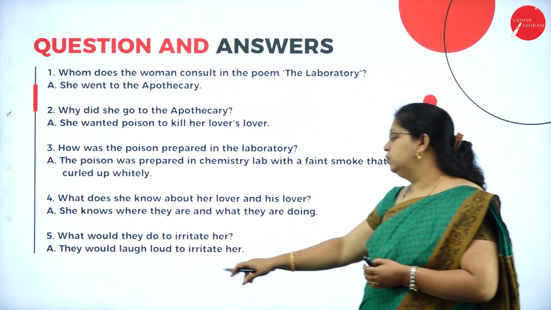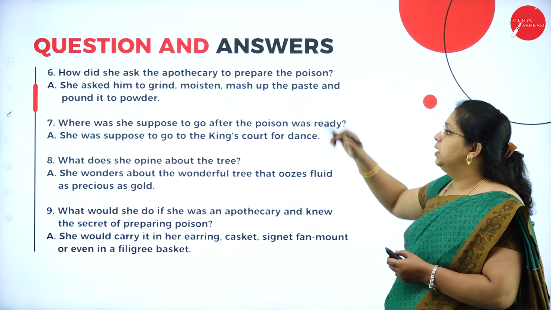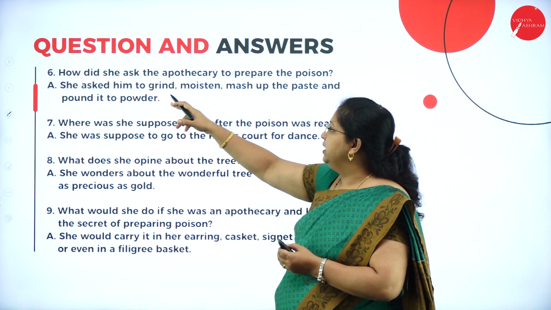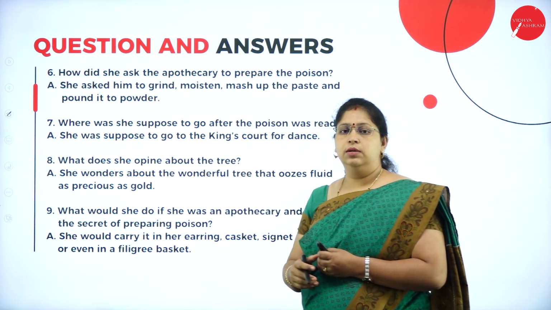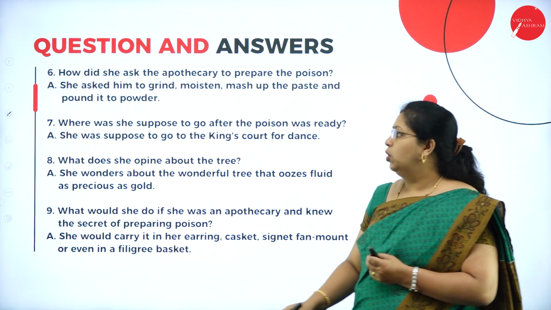They would laugh loud to irritate her. How did she ask the apothecary to prepare the poison? How did she tell him? So, she asked him to grind, moisten, mash up the paste and pound it to the powder. So, she said all this to do to prepare the poison.